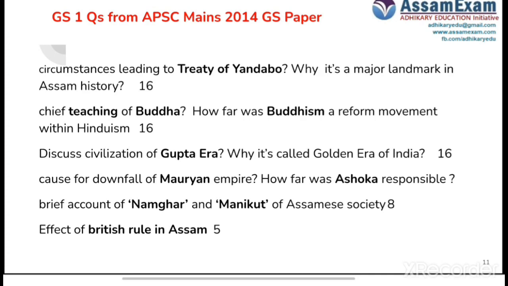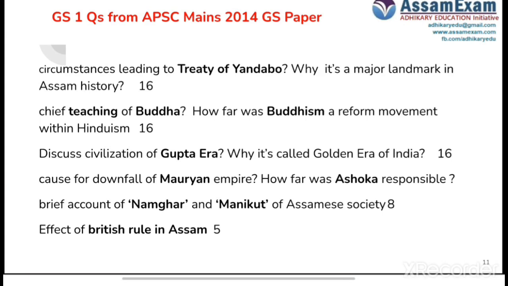Then, discuss the civilization of the Gupta era, why it is called the golden era of India. Earlier also we have seen one question. The Gupta era, as I told, is referred to as a golden era of India because of so many achievements in that era. That era was very advanced in literature, art and culture, science and mathematics. That is why it is considered a golden era of India's history. So we should have a brief, clear idea about the achievements that happened in the Gupta era.